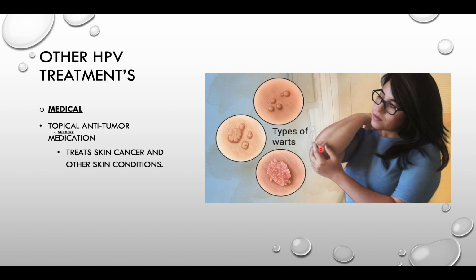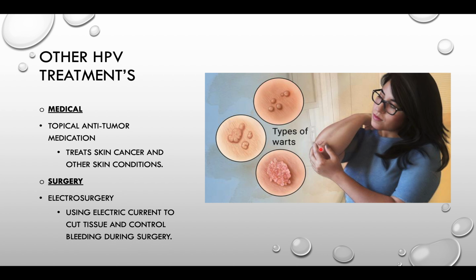And then the third one is surgery. You can get surgery. That is electrosurgery, using electrical current to cut the tissue and control the bleeding during surgery. So those are the ways to prevent it from progressing from warts, from virus, to cervical cancer.